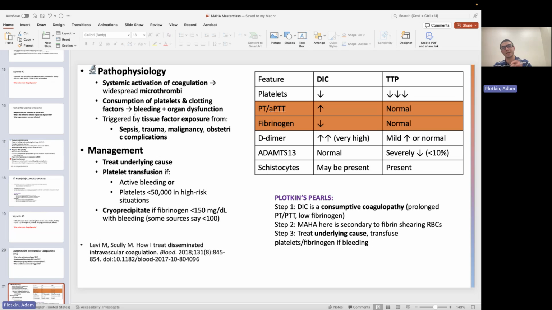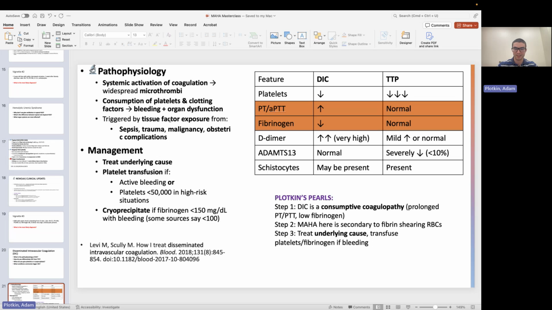So the pathophysiology: we get systemic activation of our coagulation factors and widespread microthrombi. There's some sort of underlying stressor. Our platelets and our coagulation factors get overactivated. We cause clot, clot, clot, clot until all of my platelets and clotting factors get used up, and then we bleed, bleed, bleed, bleed. So usually these patients present with a lot of bleeding from random sites because by the time they get to the hospital, they've already had this consumptive coagulopathy.